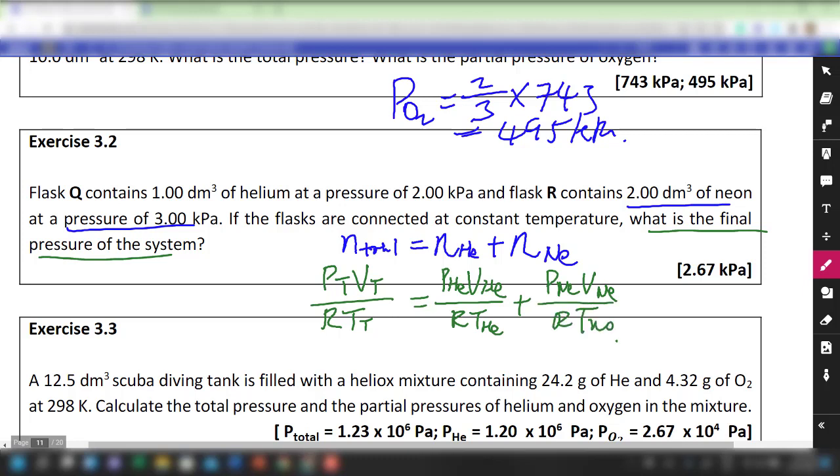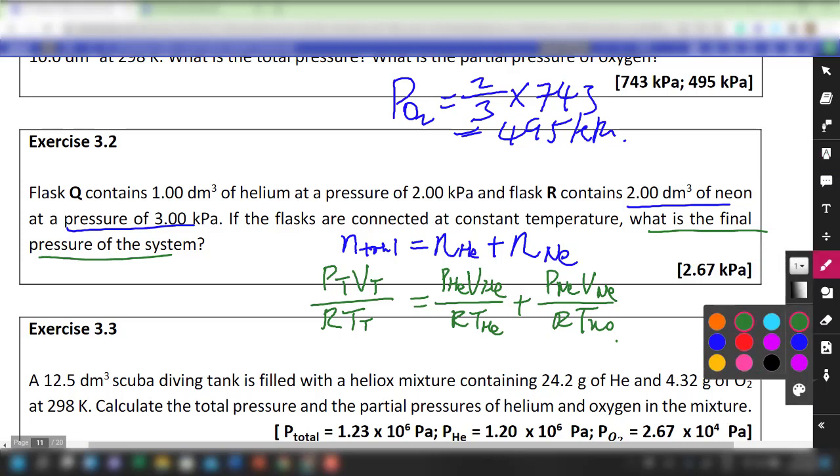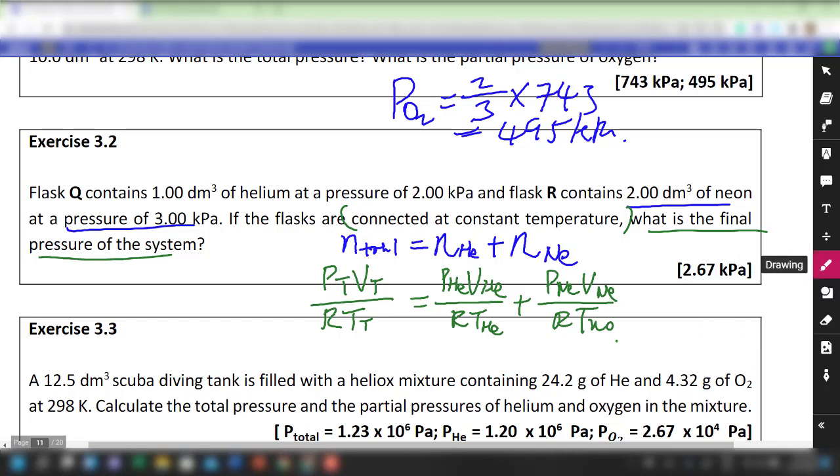Now, very interestingly, the question actually made our life easier. The temperature is the same. So therefore RT can be cancelled. Temperature being the same means the final temperature and before are the same, so we don't need to care. So we cancel them, and the whole relationship is now simplified to P total V total equals P helium V helium plus P neon V neon.